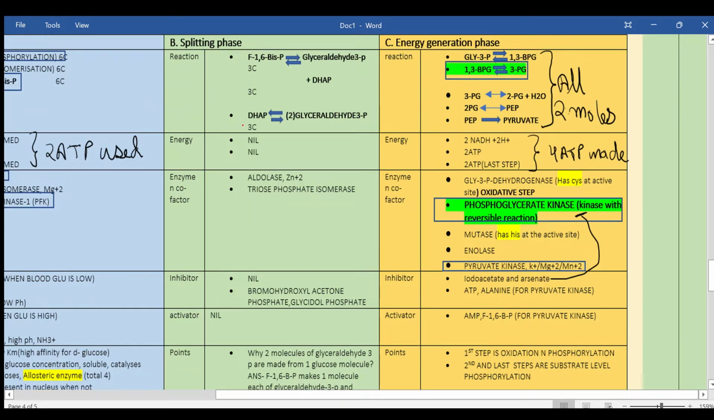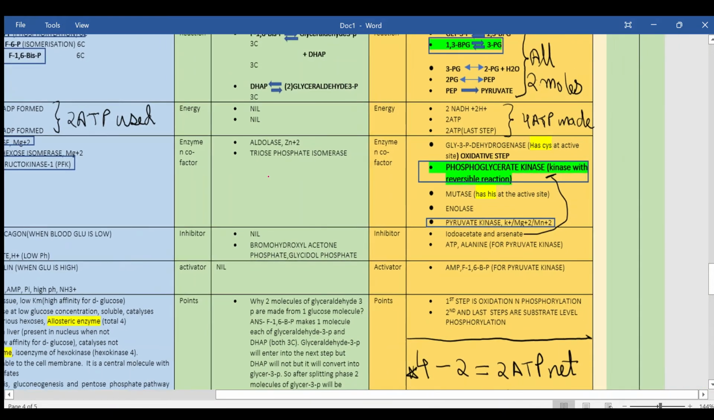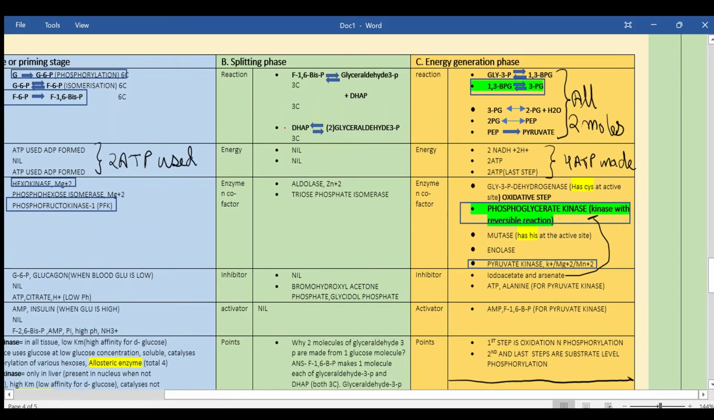And here we are using no energy, so no problem at all. And what are the enzymes and cofactors used? In the first step, we are using aldolase having zinc as a cofactor, and in the second step we use triose phosphate isomerase. Okay, it is also an isomerization process.